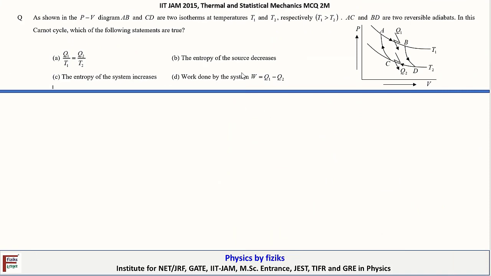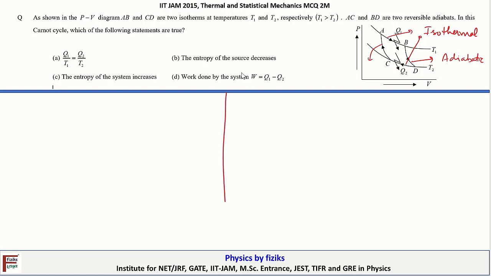As shown in the PV diagram, we are given a PV diagram. Processes AB and CD are 2 isotherms, so these 2 processes are given to be isothermal in nature. Basically these are reversible isothermal processes. We are talking about a Carnot cycle. Similarly, process BD and process AC are reversible adiabatic processes. In this Carnot cycle, which of the following statements is true?